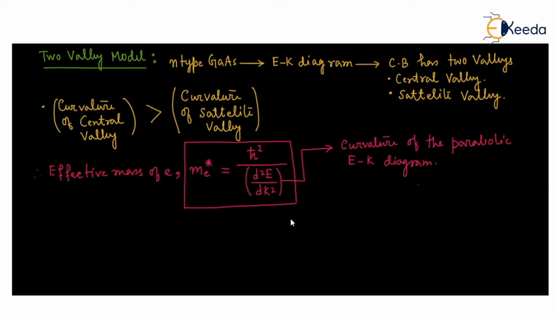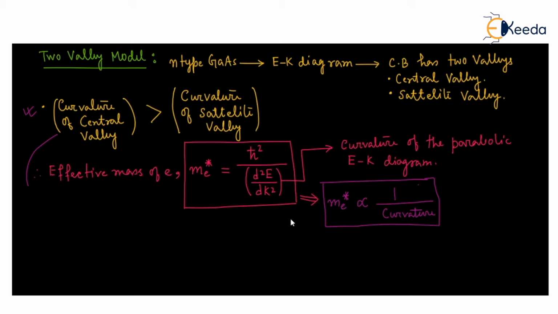So from this equation we can say that the effective mass of the electron is inversely proportional to the curvature of the valleys. So from this information we can see the curvature of the central valley, if I write this way, is denoted by C central, and the curvature of the satellite valley is denoted by C satellite.